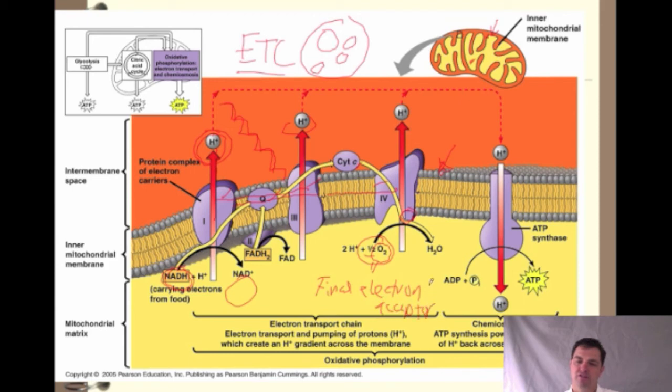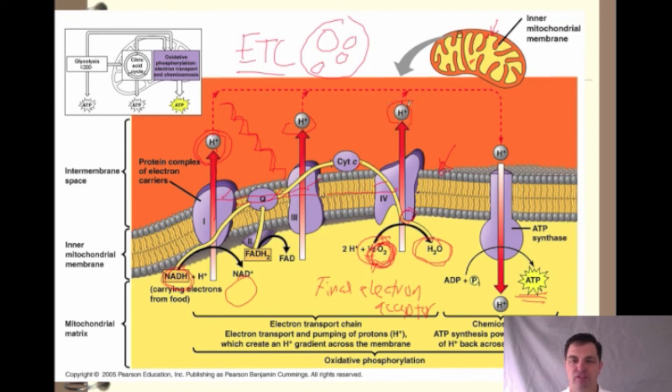All right. And so the electron with the oxygen ends up becoming water. So you produce water in this reaction. This is why you need oxygen, and this is why aerobic exercise is so necessary for generating large amounts of ATP, as we'll see here in a second. So that's the final electron acceptor.